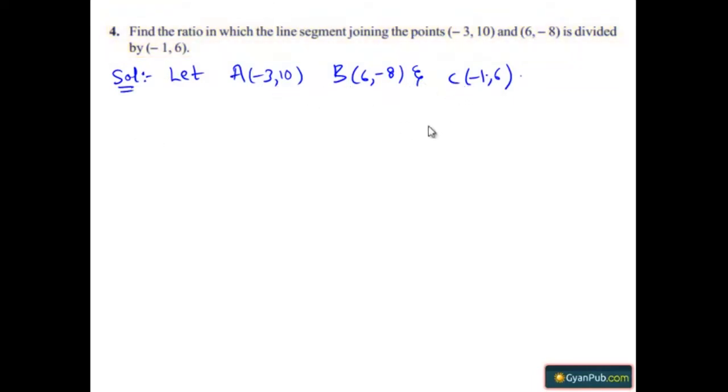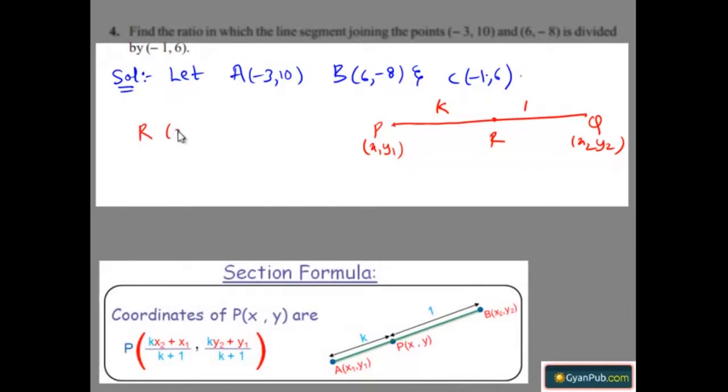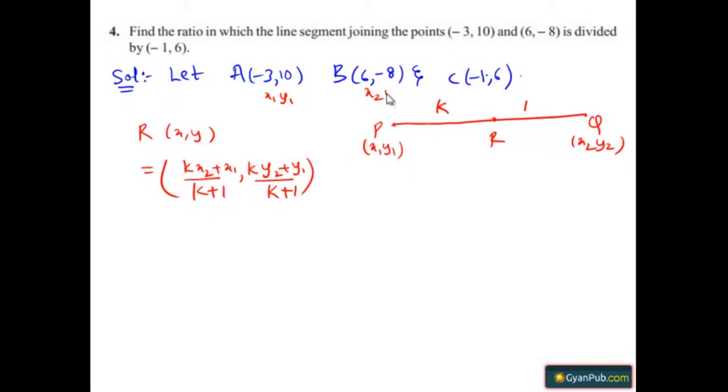We know that the coordinates of the point R, which divides the line segment joining P(x1, y1) and Q(x2, y2) in the ratio k is to 1 internally is given by R(x, y) equals ((kx2 plus x1) whole divided by (k plus 1), (ky2 plus y1) whole divided by (k plus 1)). Here we represent the point A as (x1, y1) and the point B as (x2, y2).